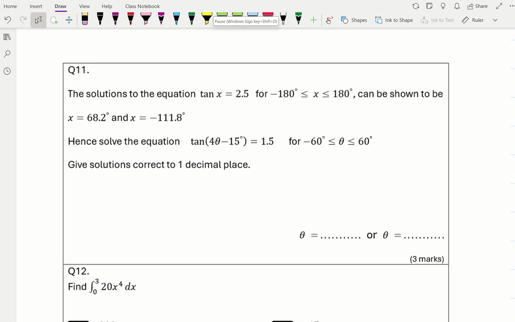Question 11 says the solutions to the equation tan x equals 2.5 from negative 180 to positive 180 can be shown to be x equals 68.2 and x equals negative 111.8.